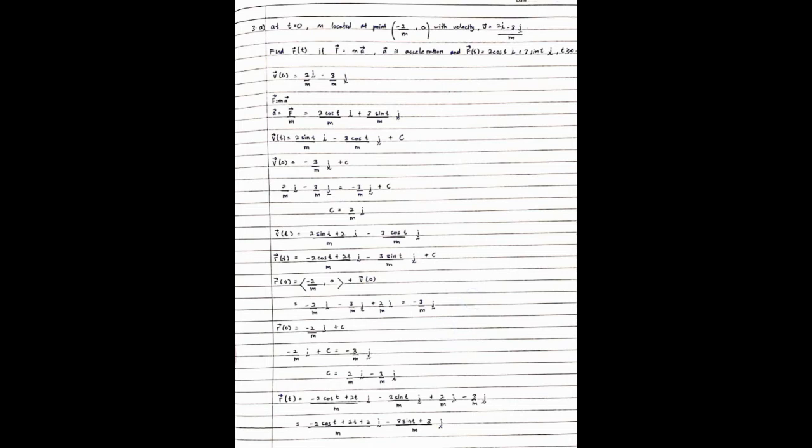Lepas tu gantikan T ni sama dengan kosong untuk equation ni. Dan kita akan dapat macam ni. Negatif 2/m i tambah C. Kita comparekan negatif 3/m j dengan negatif 2/m i tambah C. Dan kita akan dapat nilai C untuk R. Dan inilah R(t) dia.